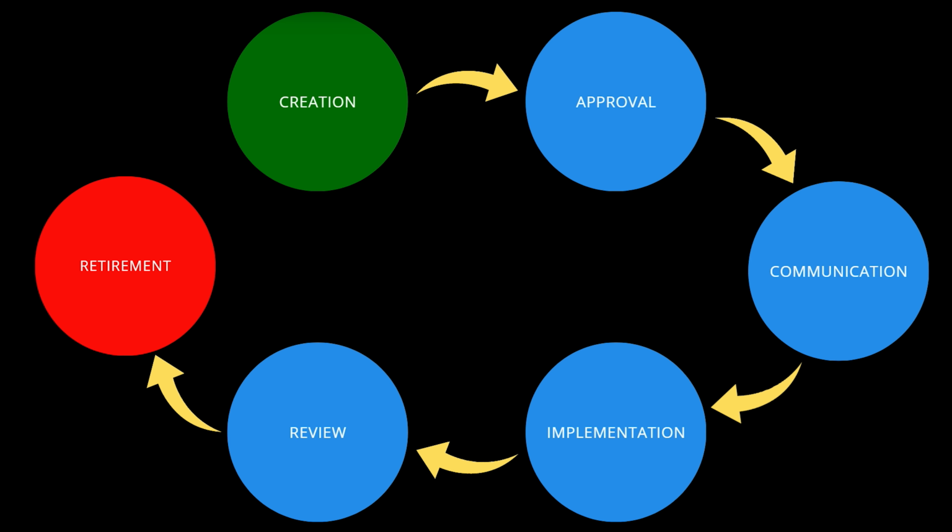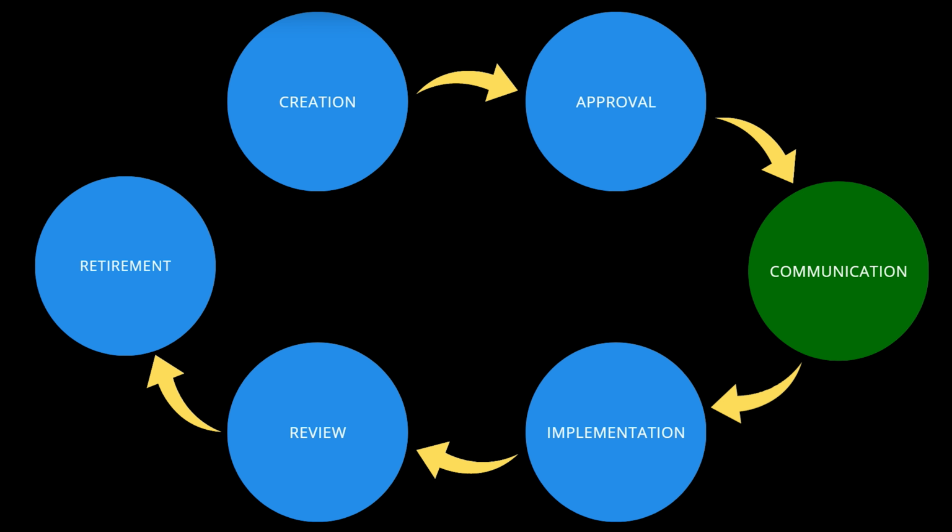Policies, like all critical business documents, have a life cycle. Understanding the life cycle ensures that policies remain relevant and effective. Let's go through each stage in the policy life cycle. The creation stage involves identifying the need for a new policy or revising an existing one. This is where the initial research, stakeholder engagement, and drafting take place. In the approval stage, the draft policy is reviewed by key stakeholders, including legal, compliance, and leadership, to ensure it meets all necessary requirements. When a policy is approved, it moves to the communication stage.